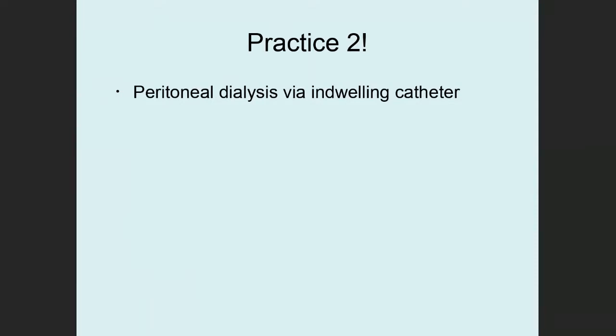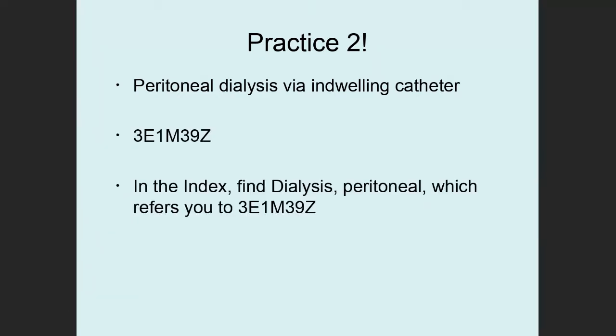So let's do another practice. If you want to give yourself some time to answer it on your own, pause the video. Peritoneal dialysis via indwelling catheter. In the index, find dialysis, peritoneal, which refers you to 3E1M397. Again, you have the whole code in the index. It's interesting that this is coded as an irrigation, which is defined as putting in or on a cleansing substance. So that's not what you might think it would be, but that's how it's coded in PCS.